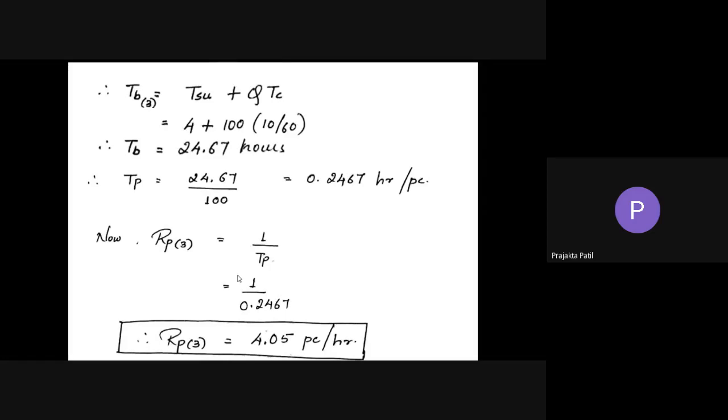So the first problem is clear, simple. Only thing is you have to be very sure about the problem statement. When you read the problem statement, whether you are solving for mass production or for batch production, based on that your equations will change. So read the problem statements carefully.